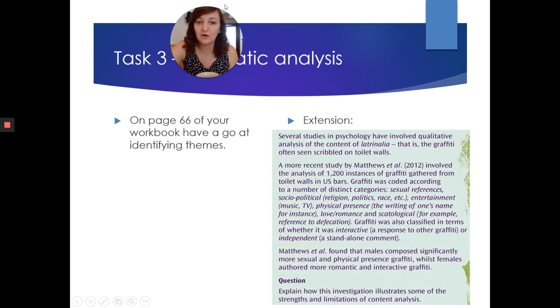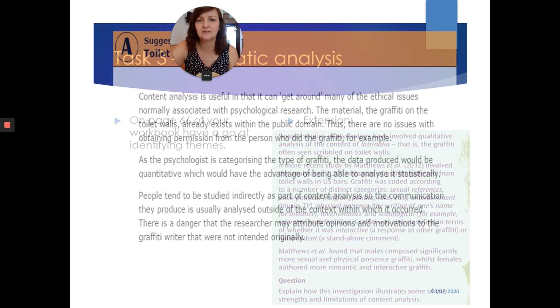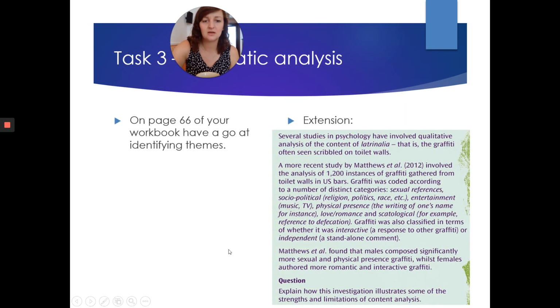So for you, I want you to have a go at thematic analysis. This one here, the extension. So explain how the investigation illustrates some of the, oh no, sorry, not thematic analysis. No, a bit more content analysis. Explain how this investigation illustrates some of the strengths and limitations of content analysis. So again, AO2, how does this study by Matthews depict some of the problems and some of the strengths of using content analysis? So pause this.